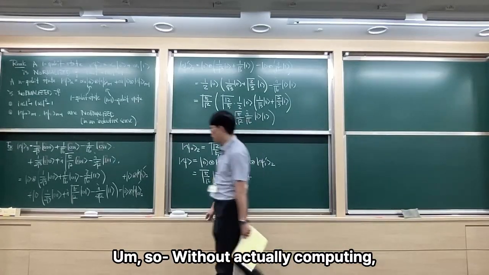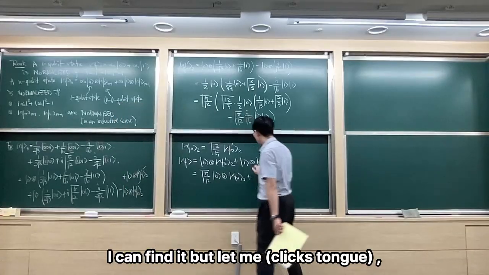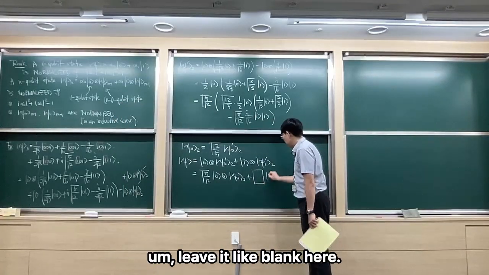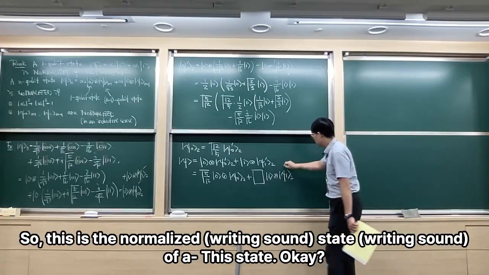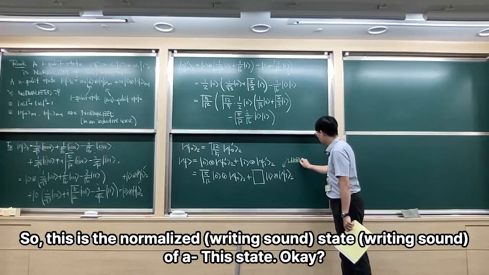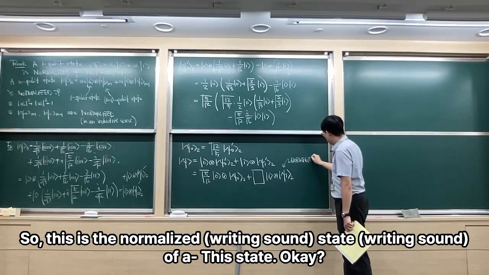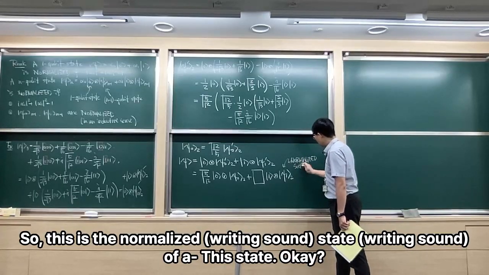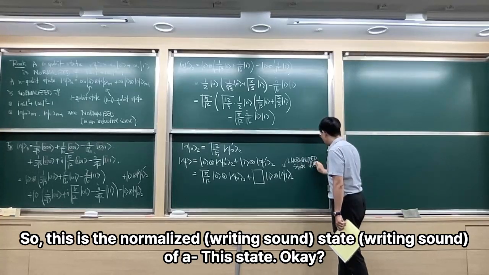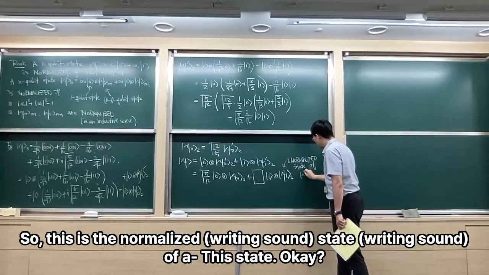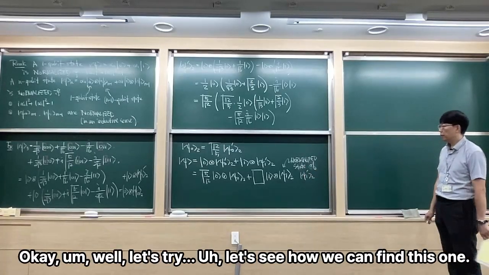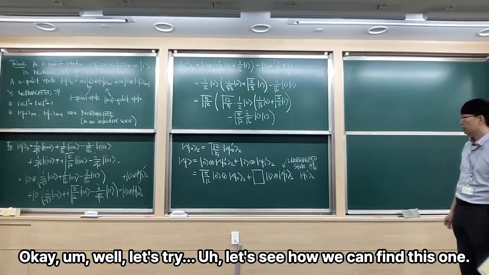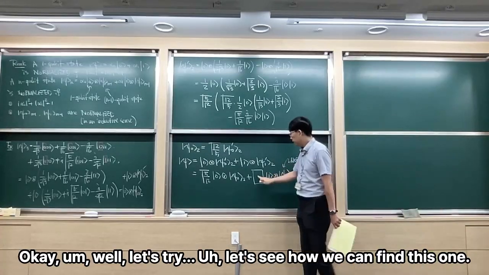Without actually computing, I can find it, but let me leave it blank here. So |1> and here. So this is the normalized state of this state. Okay, let's see how we can find this one.